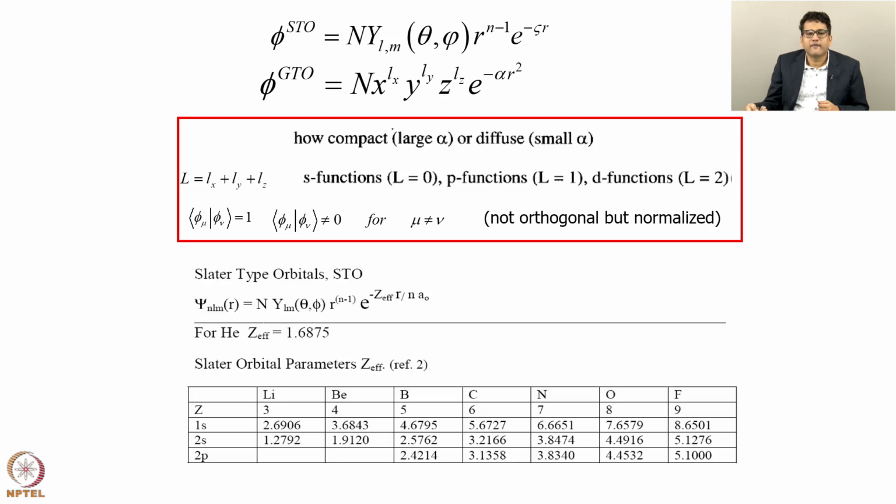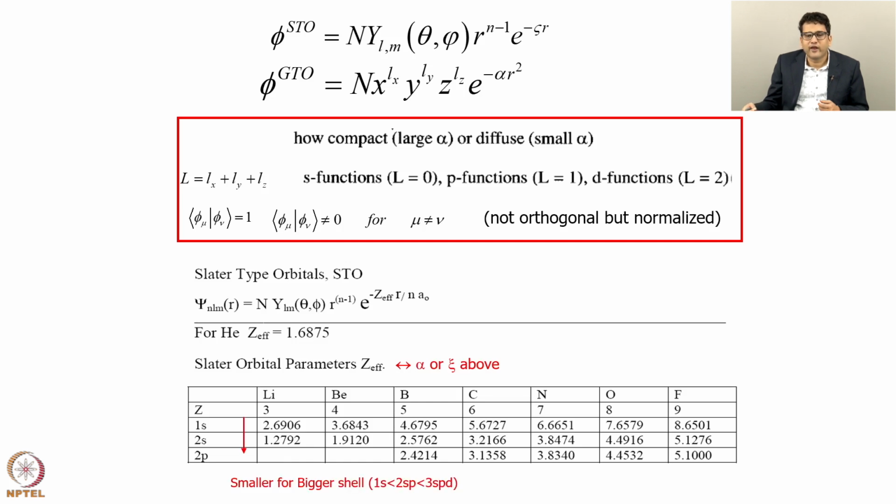Now, if I go back to the atomic orbitals, Slater type orbitals or STOs, what are these zetas? These zetas are actually related to what is called the effective nuclear charge, Z effective. If you see the values of Slater orbital parameters for atoms, you can get them. For helium the Z effective is 1.687. If I go down this table, I see that the values of the exponents decrease, and a smaller exponent means my orbitals will be much more diffused.